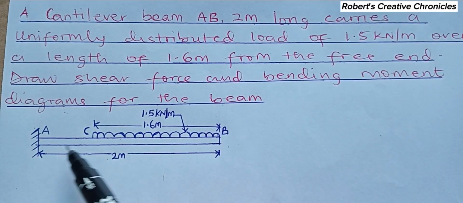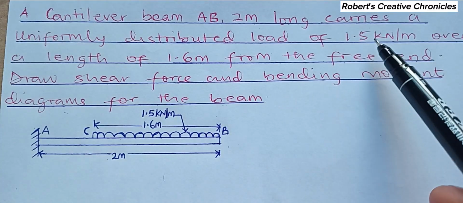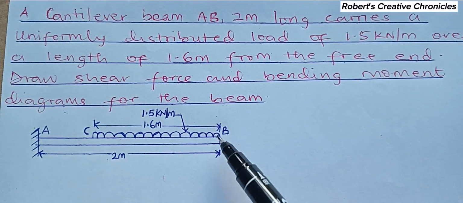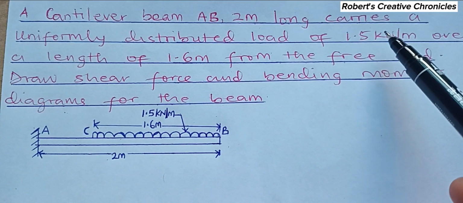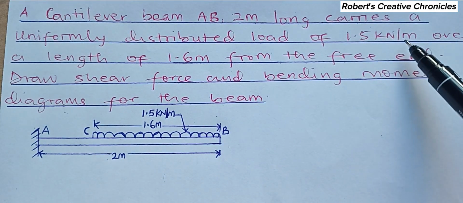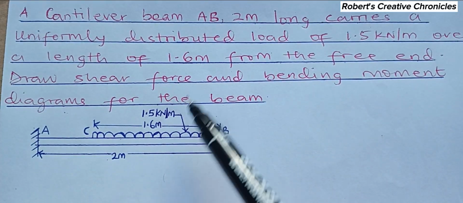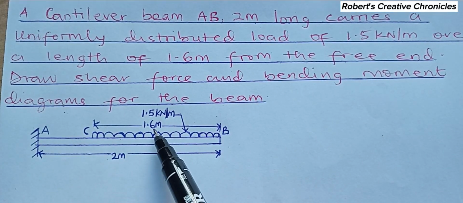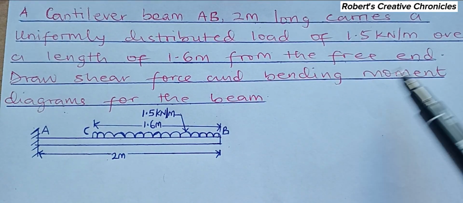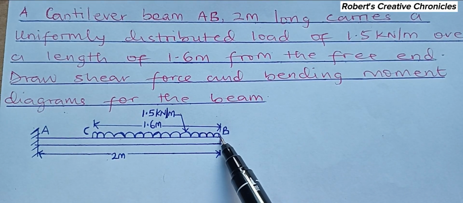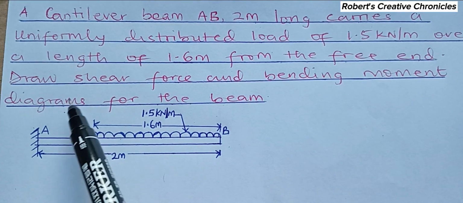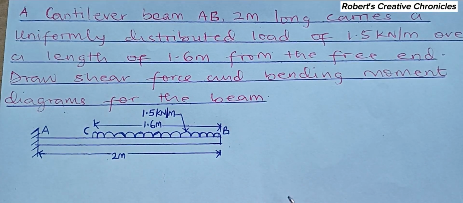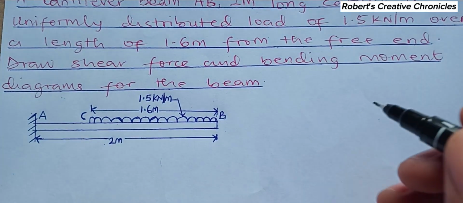This is a cantilever beam. So it carries a UDL from the free end. This is the free end. The UDL is 1.5 kilonewton per meter over a length of 1.6 meter from the free end. Draw shear force and bending moment diagrams for the beam. So let's start with the calculation.